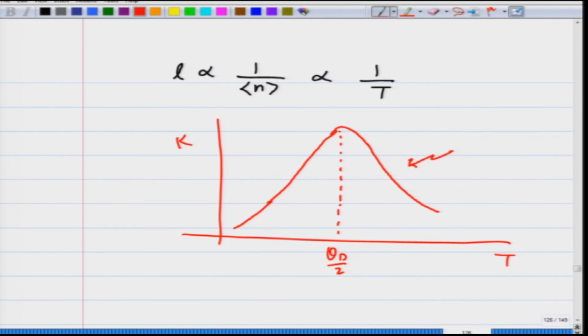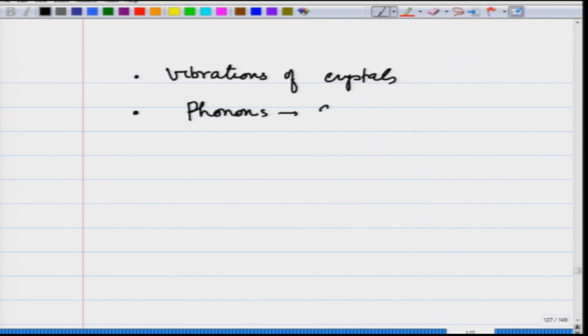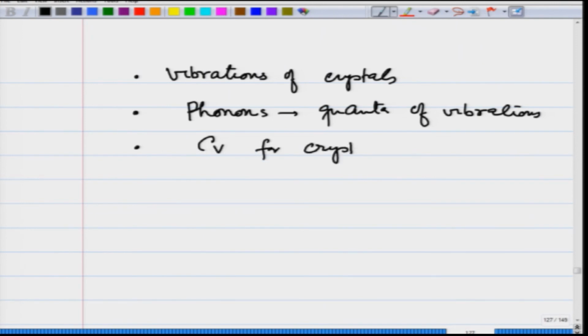And this is again a result which is confirmed experimentally, and I will send you the results in a supplement to this lecture. So, finally, to conclude, we have completed in these 2 weeks the vibrations of crystals. We have introduced the concept of phonons, which are nothing but quanta of vibrations, and through these we have also studied the C_V for crystals as well as thermal conductivity for crystals.